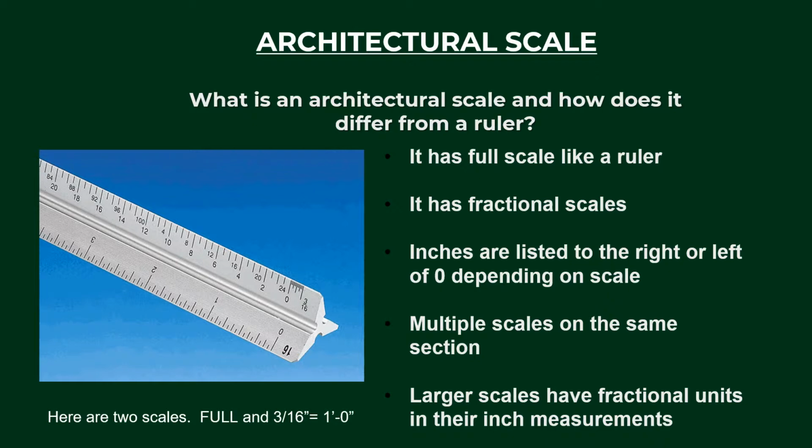Now, the numbers going right to left are 3/16 of an inch to the foot, and to the right of the 0 you're going to see lines. These lines indicate inches. The higher up you go in scale, the more precise it will be, and it will actually become fractions of an inch and then inch marks.